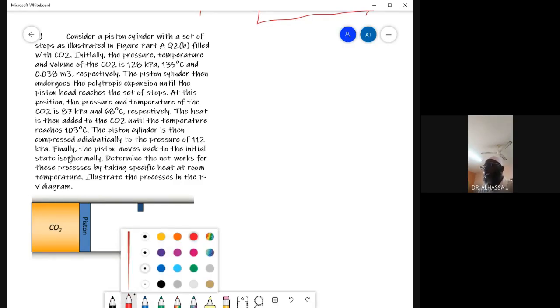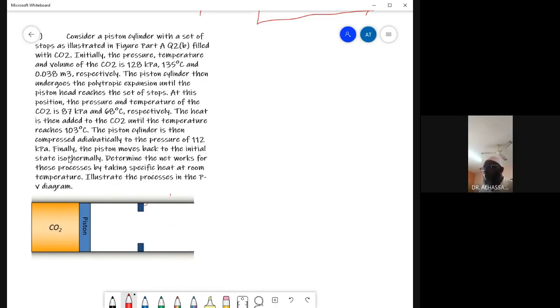With a set of stops, so we have 2 stops over here, as illustrated in the figure below. It's filled with carbon dioxide. So straightforward, you should realize that this is what? Ideal gas. Ideal gas means you are allowed to use the ideal gas equation.